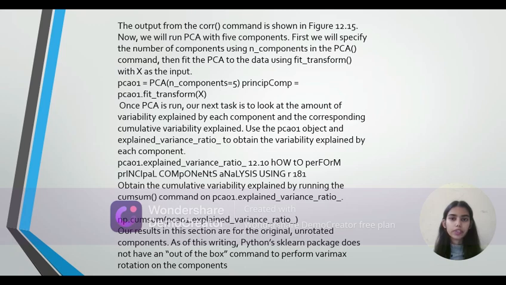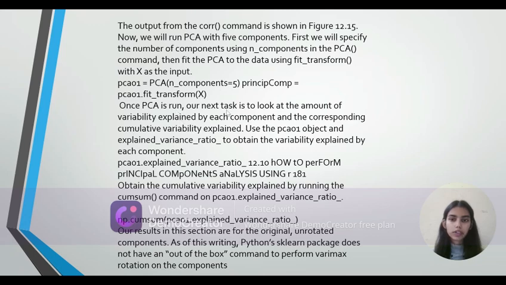Now we will run PCA with 5 components. First we will specify the number of components using n_components in the PCA command, then fit the PCA to the data using fit_transform with X as the input. And this is how to execute.